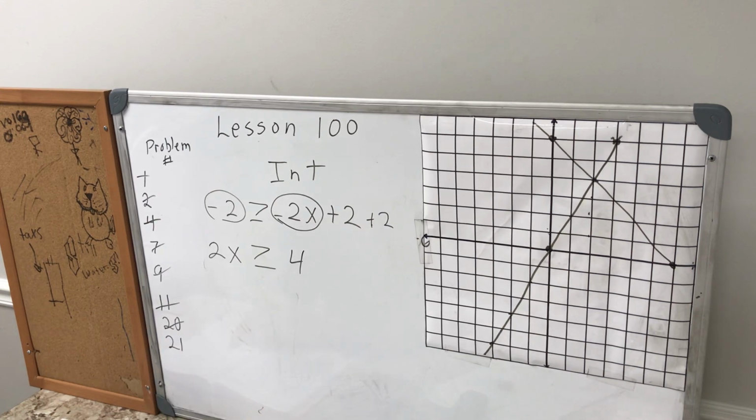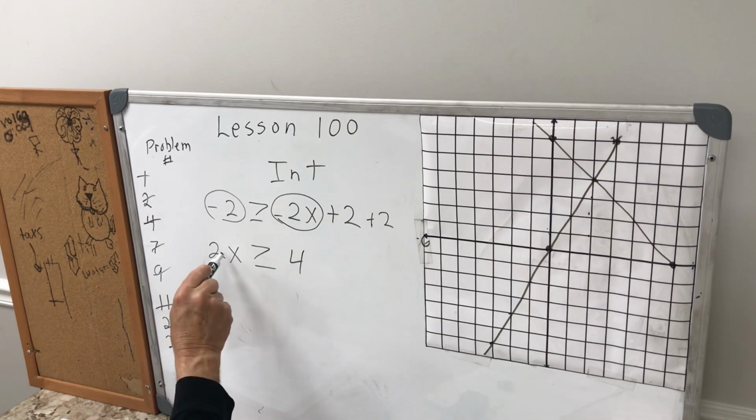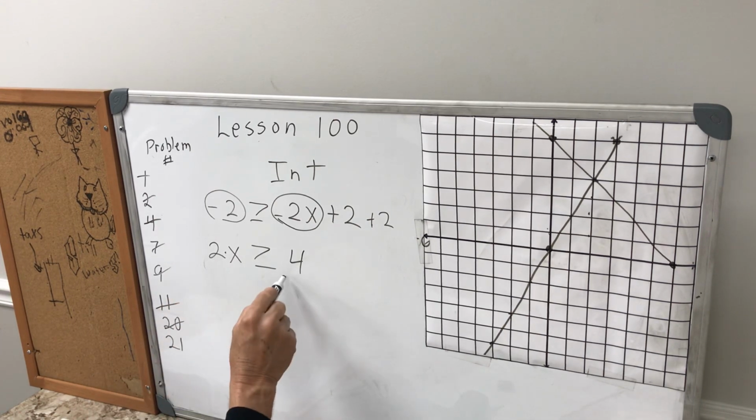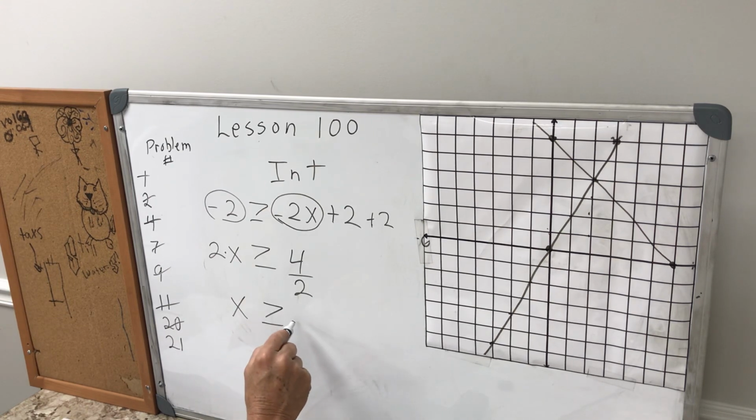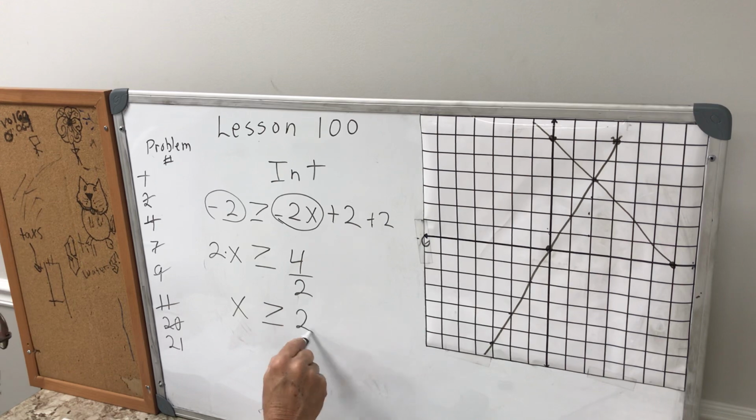Still have the 2 to get rid of. How do we get rid of the 2? This is multiplication, so we do the opposite. That's a divide. Now we end up with x greater than or equal to 2.